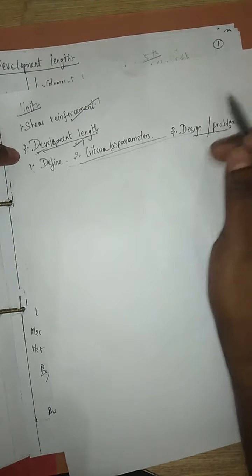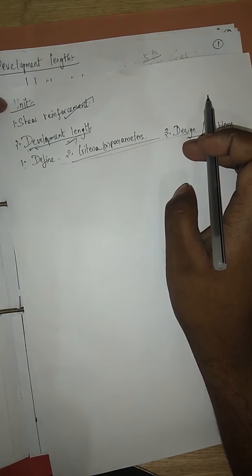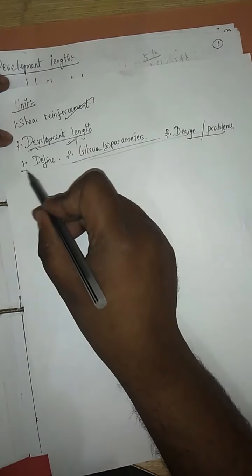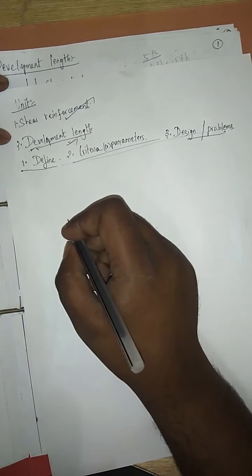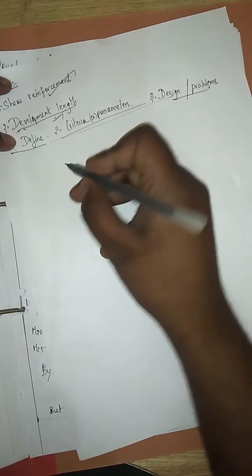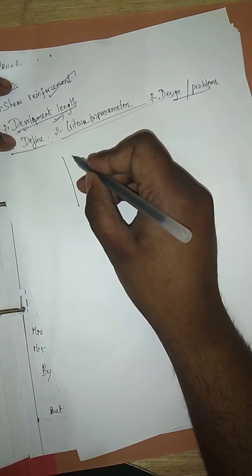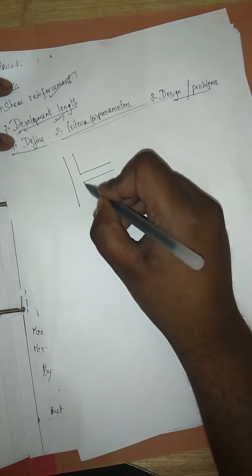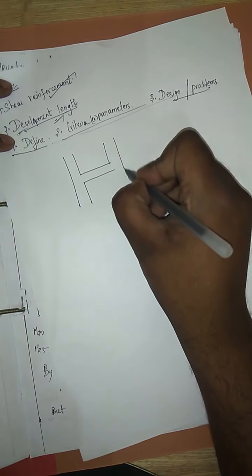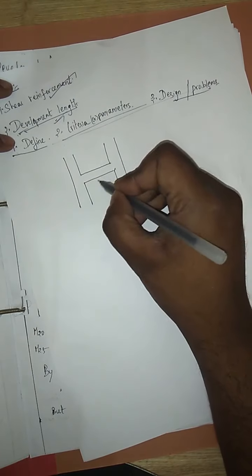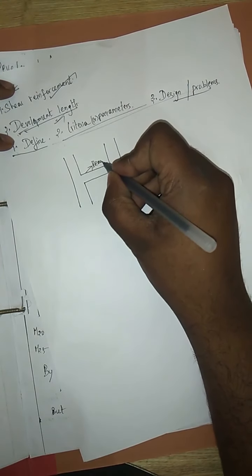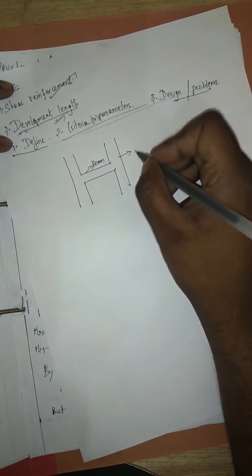If you listen to this lecture, you will be able to understand all the concepts clearly. First, I'm going to define what development length is. Before that, we will take one structure. I'm going to draw the structure. This horizontal member is called what? Beam. You all know this is a beam, and this is the column.